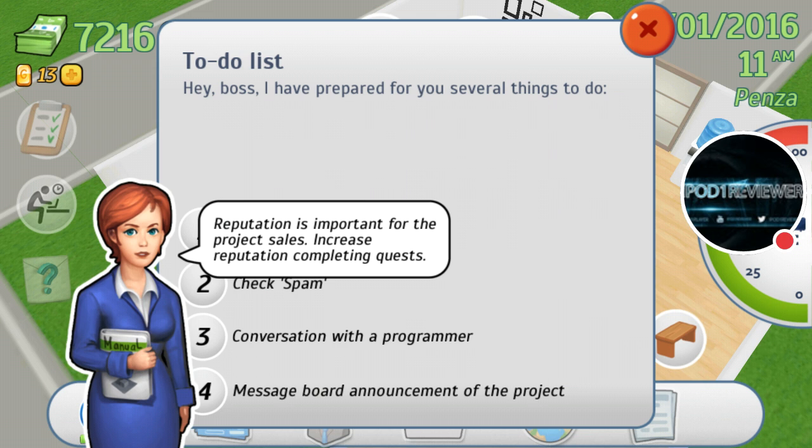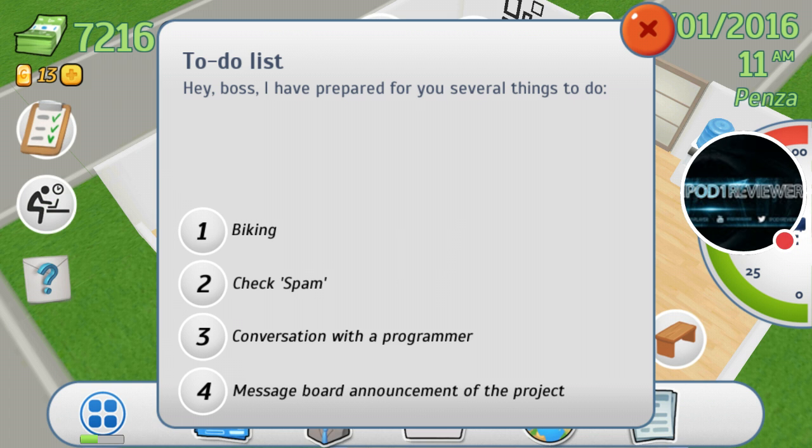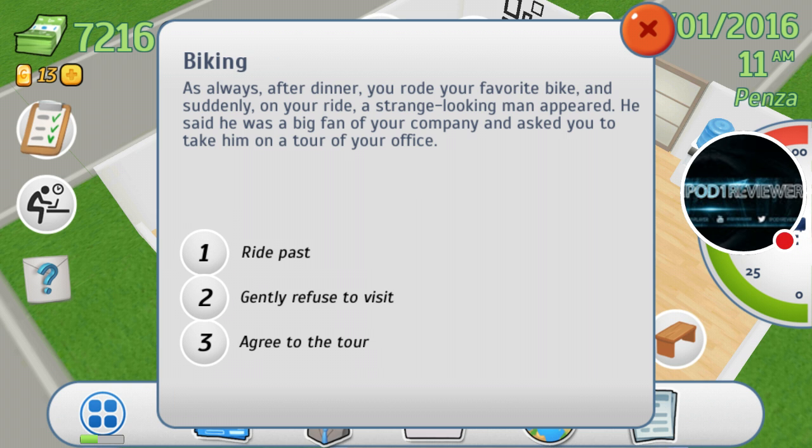Okay. Reputation is important for the project sales. Increase reputation. Completing quests. Okay, biking. What? As always, after dinner, you rode your favorite bike, and suddenly on your ride, a strange-looking man appeared. He said he was a big fan of your company and asked you to take him on a tour of your office. That's creepy. Oh my goodness. All right, so it's giving me a choice. To me, that's creepy.